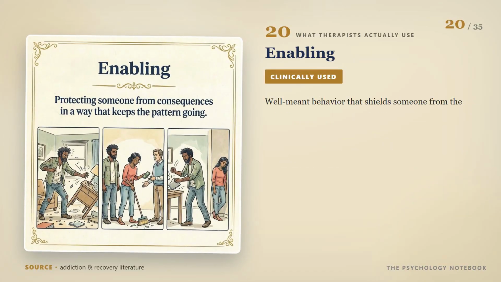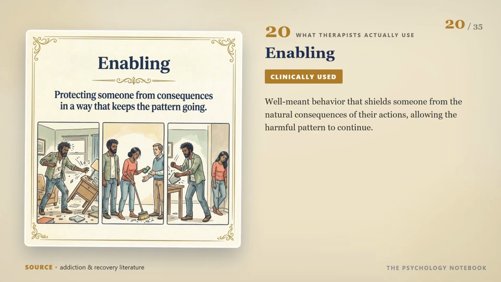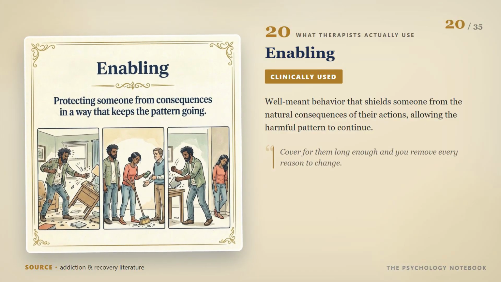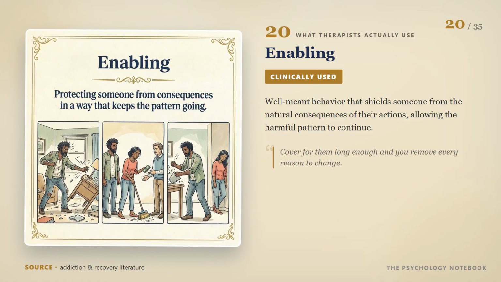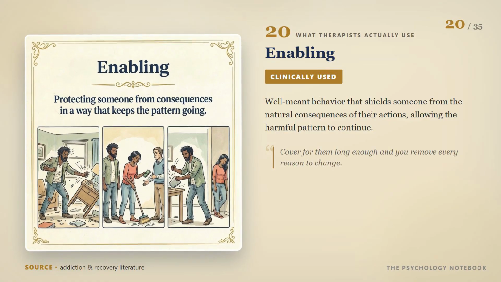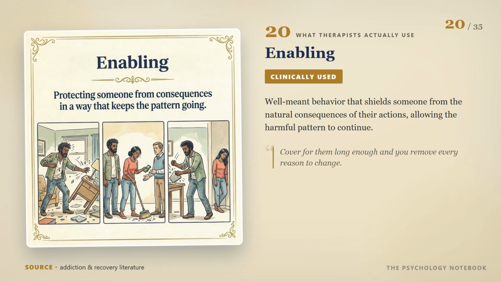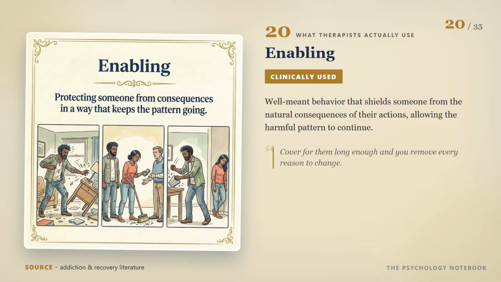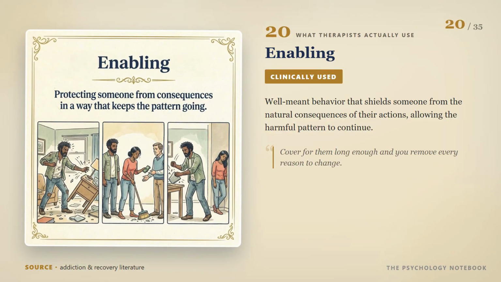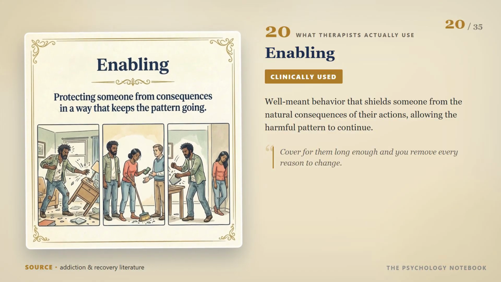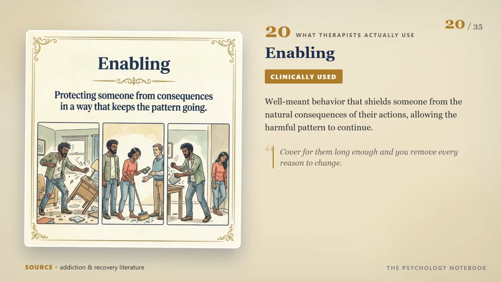20. Enabling. Next, we have enabling. Enabling means protecting someone from the consequences of their behavior in a way that allows the pattern to continue. And this can be confusing because it often begins as an attempt to help. Let's say you repeatedly cover for someone, make excuses, or fix every problem their behavior creates. If they never experience any consequences, they have very little reason to change.